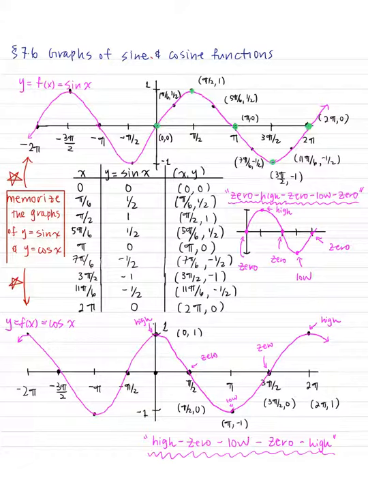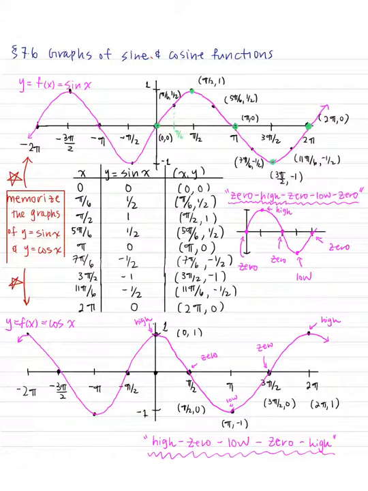And I've already listed some of the values for x and the corresponding y value. So when x is 0, y is 0. And notice that when x is pi over 6, which is right here, it's going to assume 1/2. At pi over 2, it's going to assume 1, and so forth.